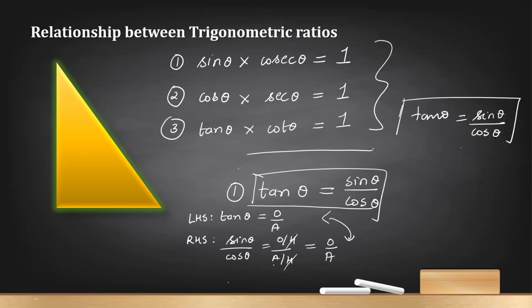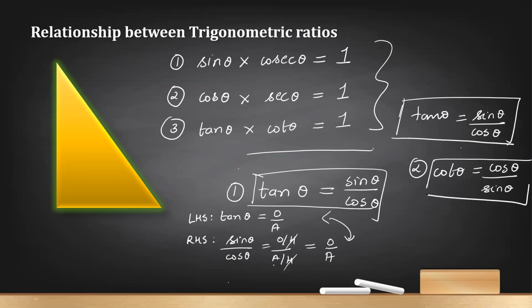Very important formula. Secondly, we have again the same kind of formula for cot theta, but that will be the reciprocal. Now, cot theta is equal to cos theta upon sine theta. That's simple, right? Yes, perfect. Now, keeping in mind all these trigonometric formulas and ratios, we are going to solve some questions.